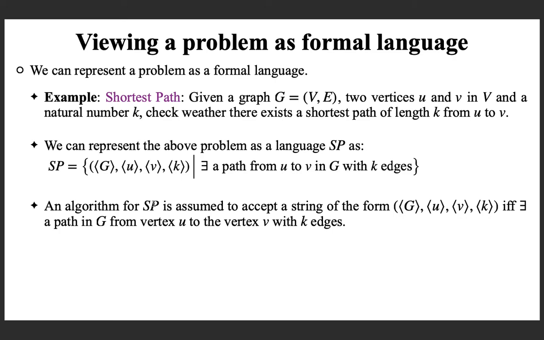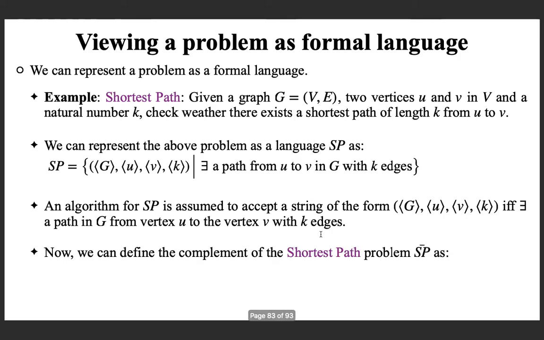Now, an algorithm for this language is assumed to accept a string of this form if and only if there exists a path in G from the vertex u to the vertex v with length k. Length means the number of edges. Okay, I hope you are getting what I am telling. So you can view a problem as a formal language, and you can do that for any problem. But some experience is required to phrase it as a formal language. So please take it for granted: a problem can be represented as a formal language.